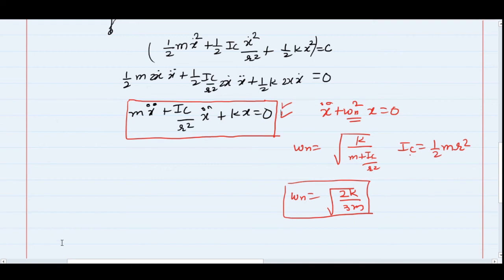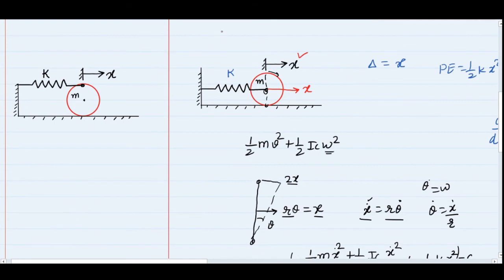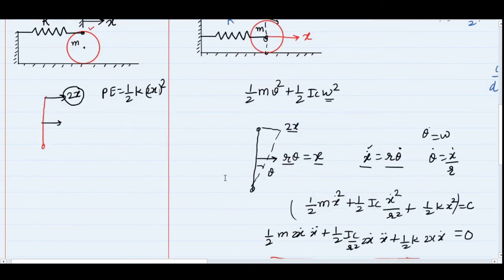Let's see the next problem, which is similar to the first problem, and the difference is what? In this case, the disk is connected at the top point. So if I make the pure rolling diagram, I know that if the center moves by an amount of x, the top point will move by an amount of 2x. So the deflection in the spring will be 2x. So the potential energy of the spring will become half k 2x square. The remaining two terms will be exactly the same as in the first problem.